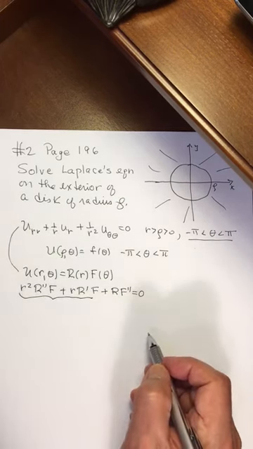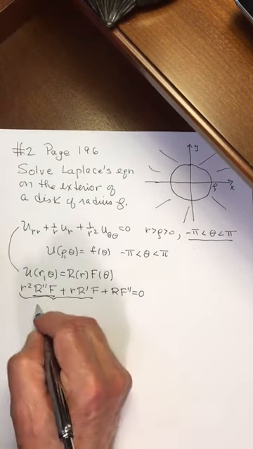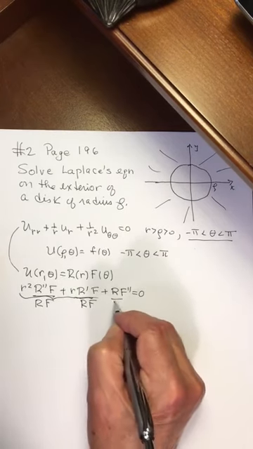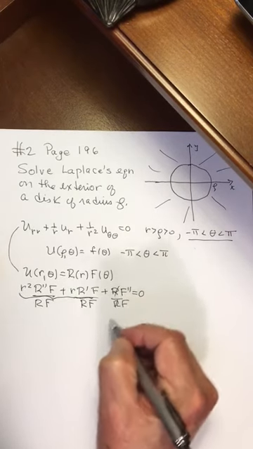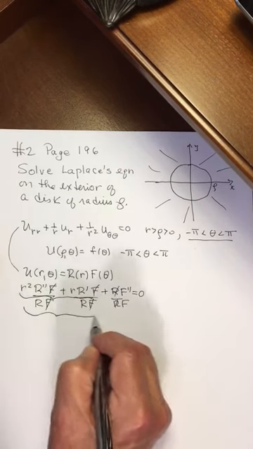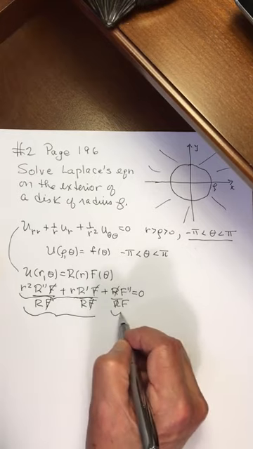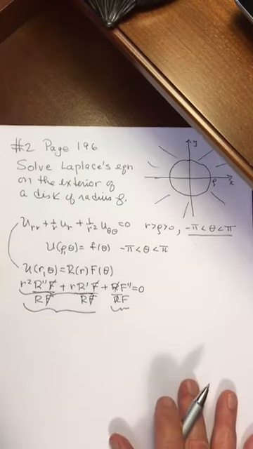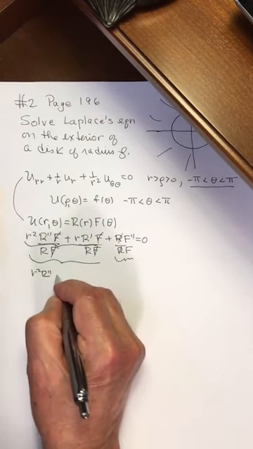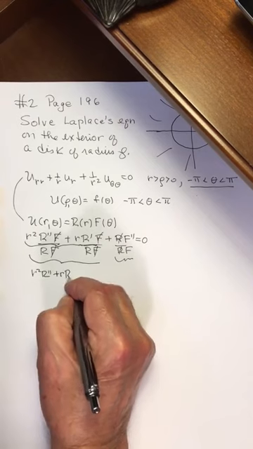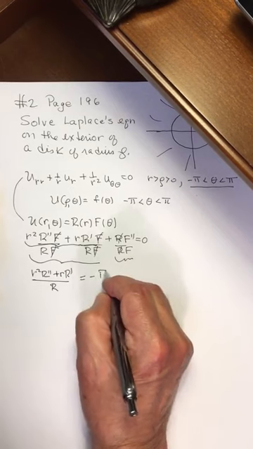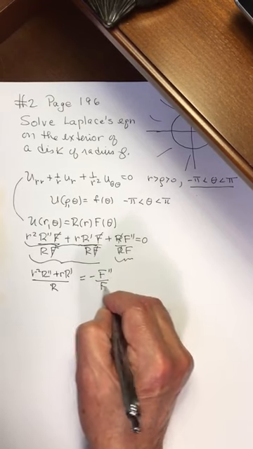First, we divide by R F and cancel what we can. So here we cancel the r's, here the F's and the R's. And now it's true that this is a function of r alone, and this piece is a function of theta alone. And so we're going to write it this way: r squared R double prime plus r R prime over capital R equals minus F double prime over F.